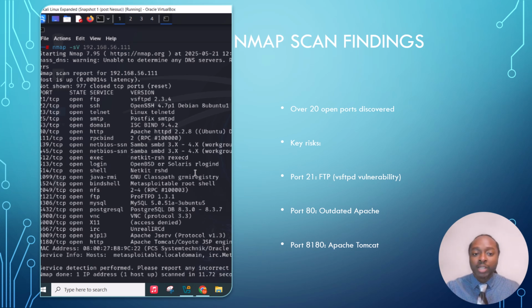Nmap showed that the Metasploitable 2 machine had over 20 open ports. Some of the critical ones were port 21 running vulnerable FTP, port 80 running outdated Apache, and port 8180 running Apache Tomcat. These exposed services give attackers several entry points. Nmap helped me understand which services were available and where deeper scanning should begin.